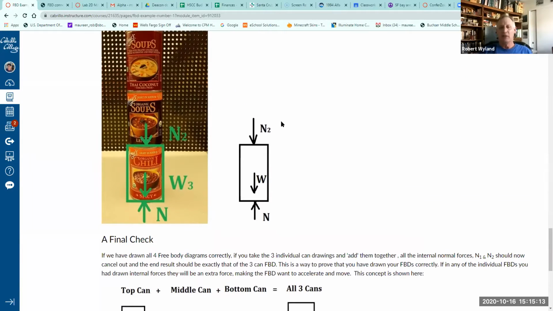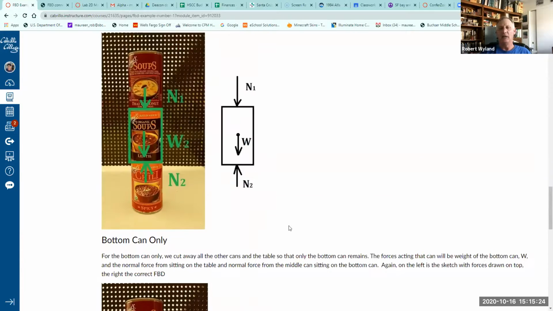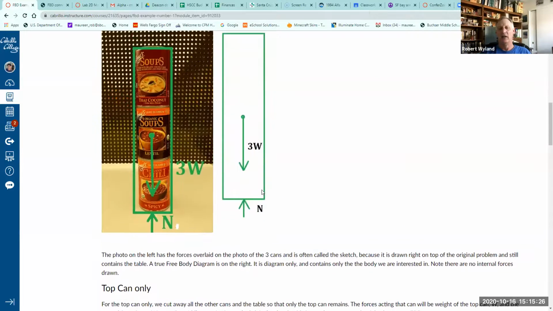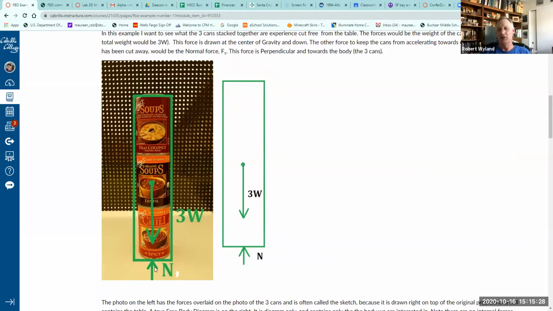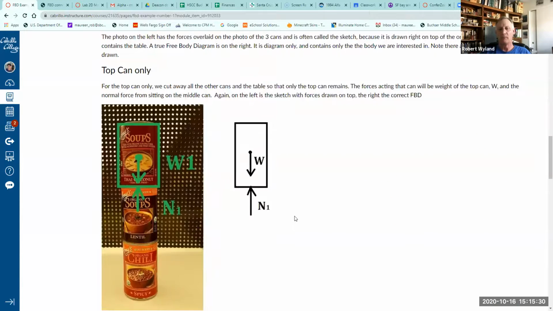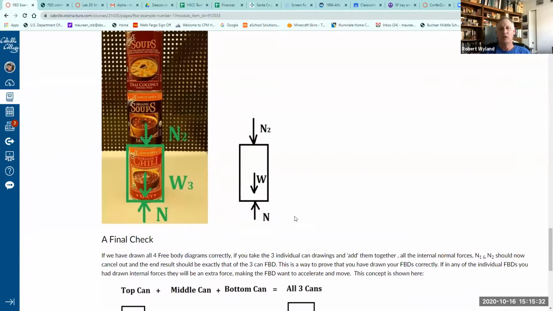Same thing as what was happening above, except for now, instead of the top, we'll have N2, we'll have W, and then we'll have N. Now this N, notice I didn't say N3. N is the same N that was in the 3 cans. It's the same place, it's the same force. So there you go. So it's N2 and W equals N2.